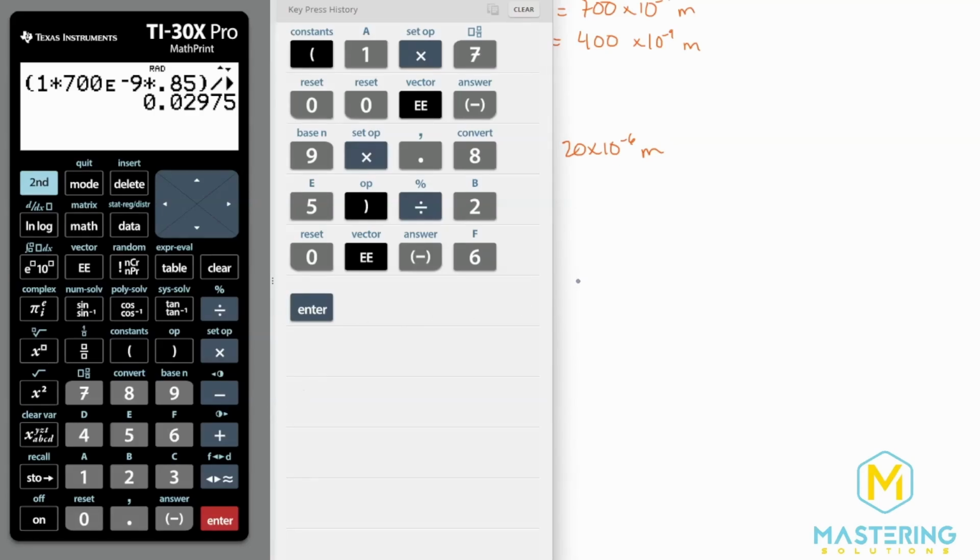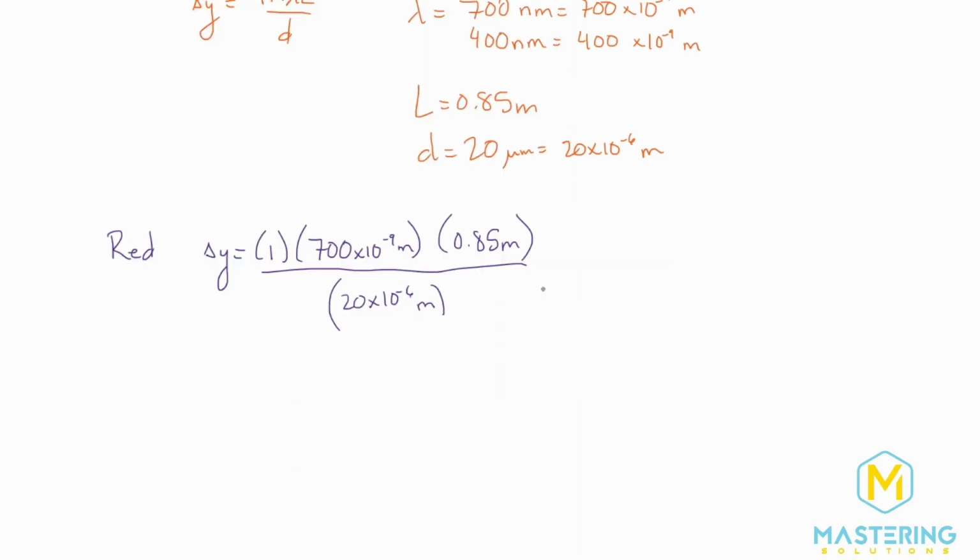So the delta y for this is going to be 0.0297, so we can round that to 0.03. So we have 0.03 meters, and we move that 1, 2, that's going to be 3 centimeters for the delta y for the red wavelength.